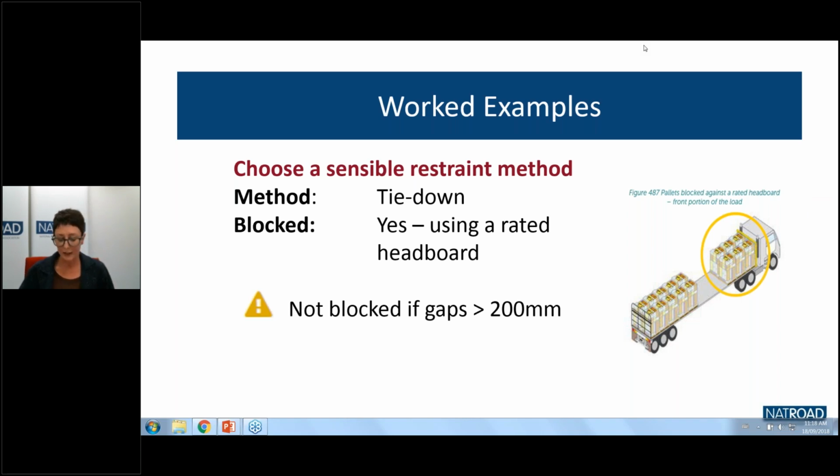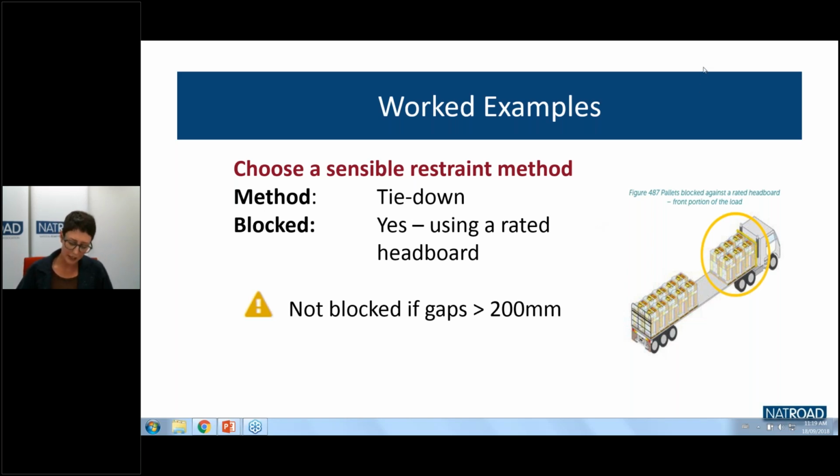So once you've decided that the tie down method is the best method for you, the first question you need to ask yourself is, can you block the load? It's recommended to block the load wherever possible, because this significantly reduces the number of tie-down lashings you need to restrain it. In this example, we're going to say that the load can be blocked against the headboard at the front of the truck there, which we've assumed is a rated headboard.